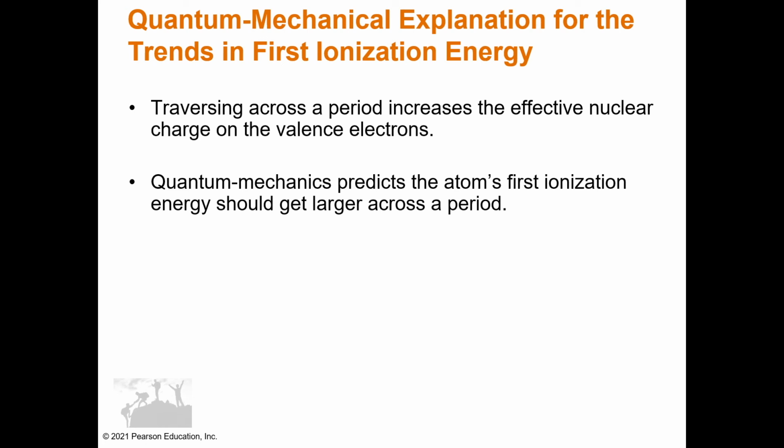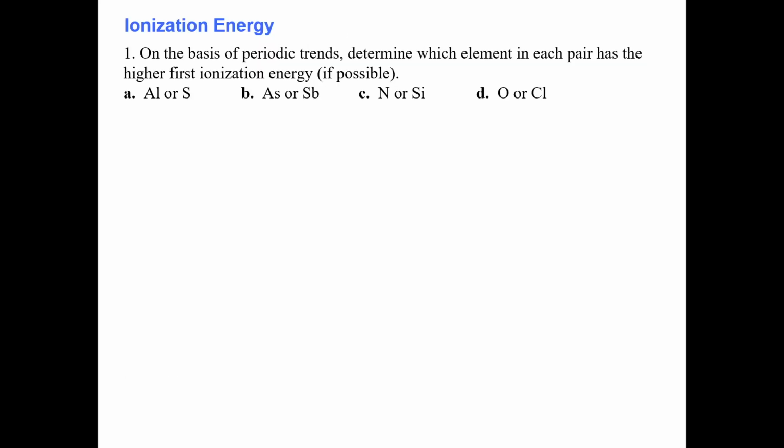The same idea with Z effective can be seen as we move from left to right across the period. Because Z effective is increasing from left to right, then it'll be harder to remove a valence electron from that atom. So that means ionization energy will be larger moving from left to right. Now let's pick out from each pair the one that has the higher first ionization energy. So please pause the video, look at your periodic table, reference the trends, and pick which one has the higher ionization energy. When you're ready for the answers, click play.